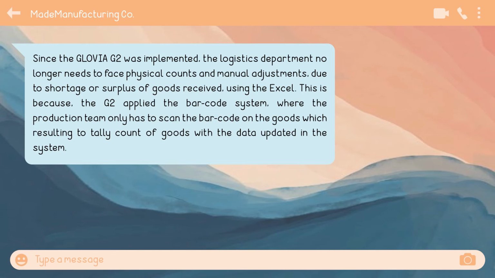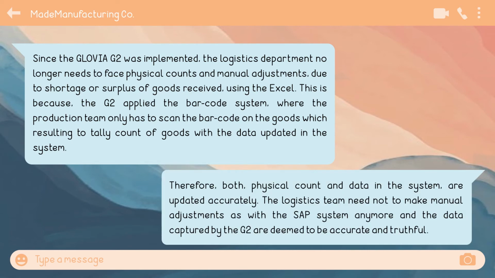This is because G2 applied the barcode system, where the production team only has to scan the barcode on the goods, resulting in tally counts of goods with the data updated in the system. Therefore, both physical count and data in the system are updated accurately. The logistics team need not make manual adjustments as with the SAP system anymore, and the data captured by G2 are deemed to be accurate and truthful.